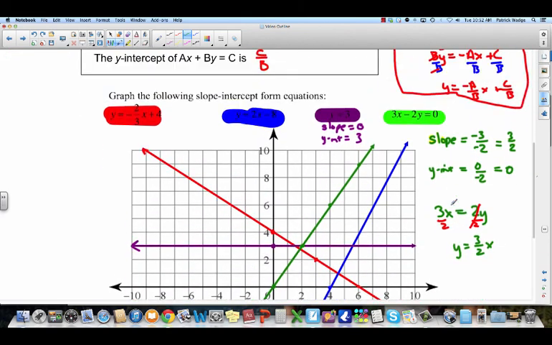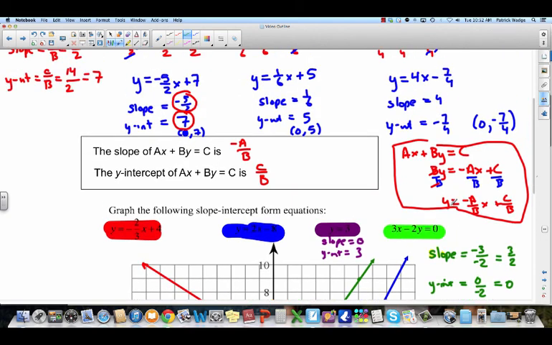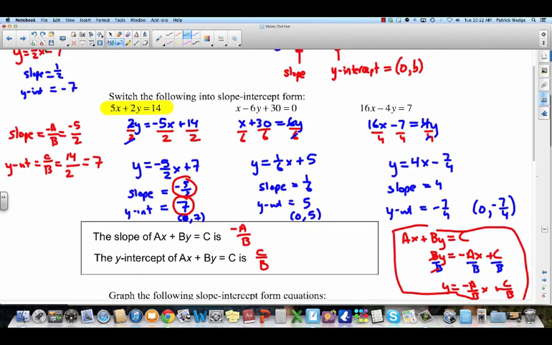Okay, there you go. That's 2 methods, standard form and slope-intercept. We'll learn the third form of a linear equation next day. Good luck.